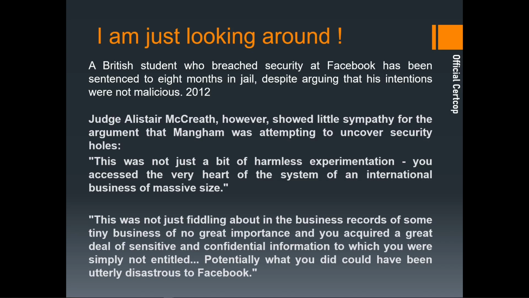It sent shockwaves through the information security community. So the importance of having not only permission to do penetration testing, but also communicating effectively with the organization you're doing the test on.